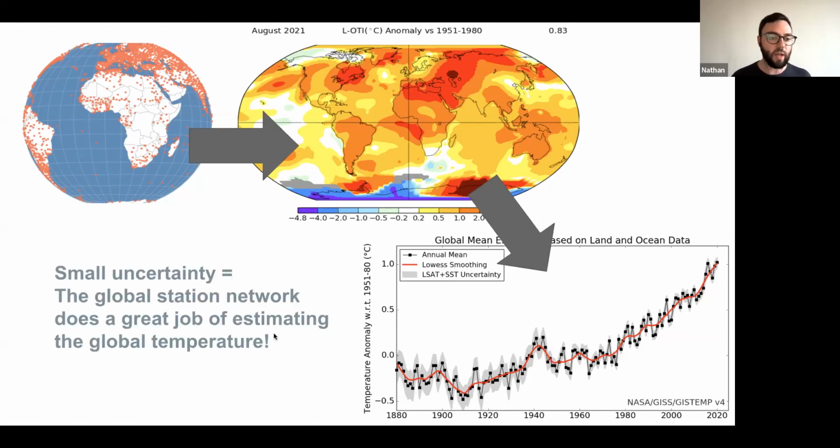Just to summarize, small uncertainty, as shown here in the gray, scientifically is really just saying that the global station network does a great job of estimating the global temperature, even as far back as 1880, which is still pretty remarkable to me. It's how well this method and math and science works.